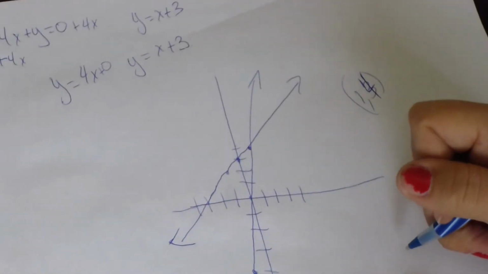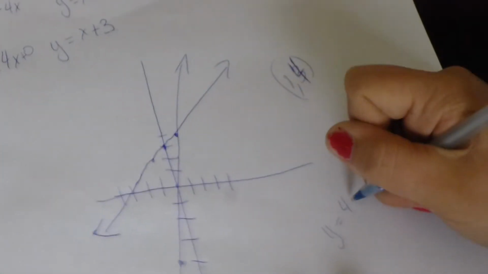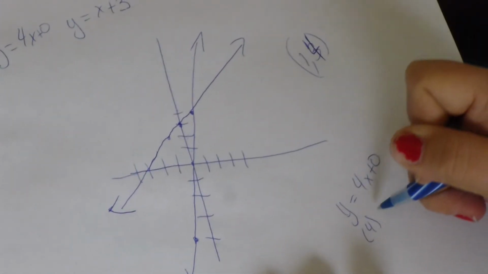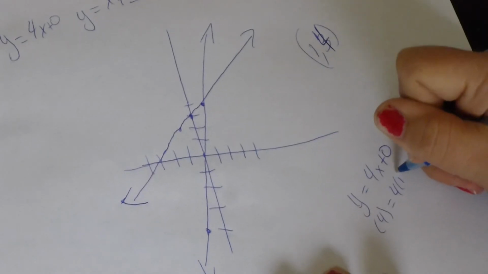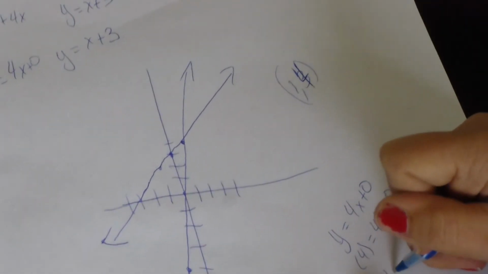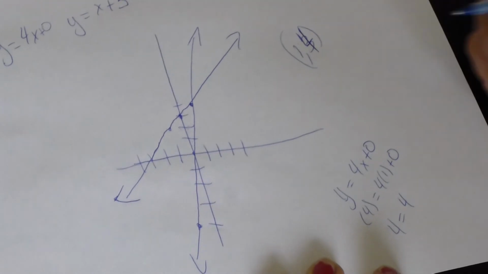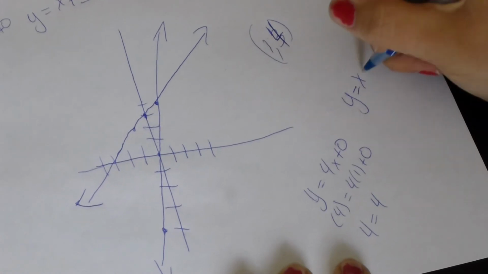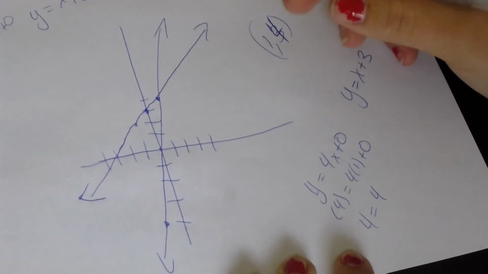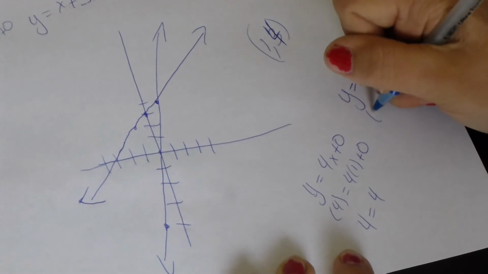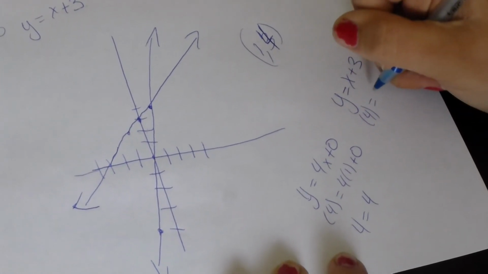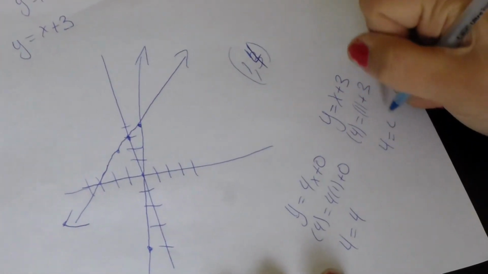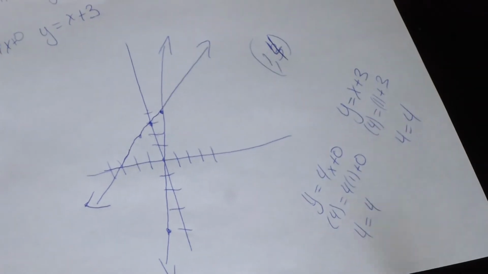So for y, it should be y equals 4x plus 0. So under here we'll put 4 equals 4 times 1 plus 0. And we know this to be true, 4 equals 4. And then y equals x plus 3. And so again, we know that y is 4 and that x is 1, plus 3. And so again, 4 equals 4. And so that is how you solve linear equations.